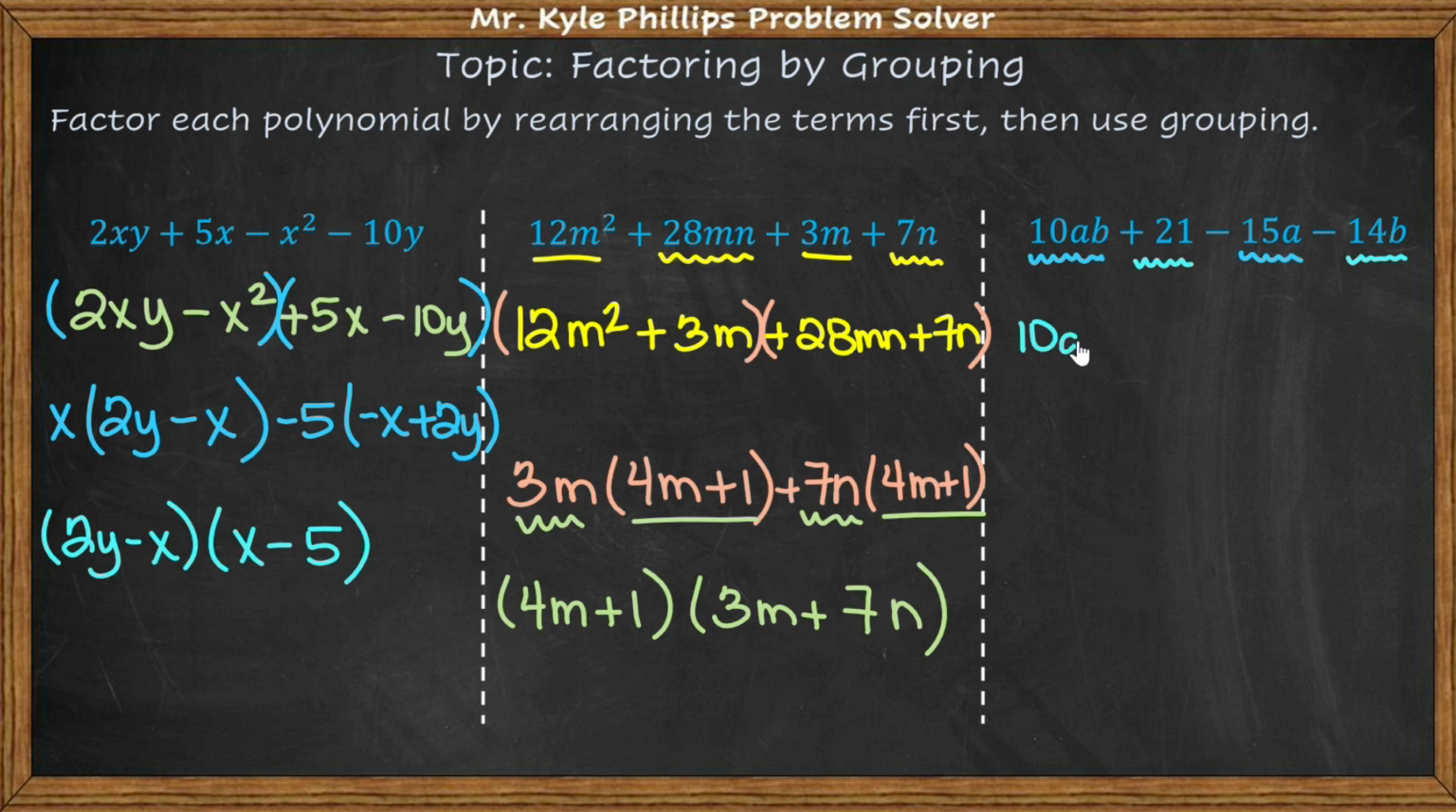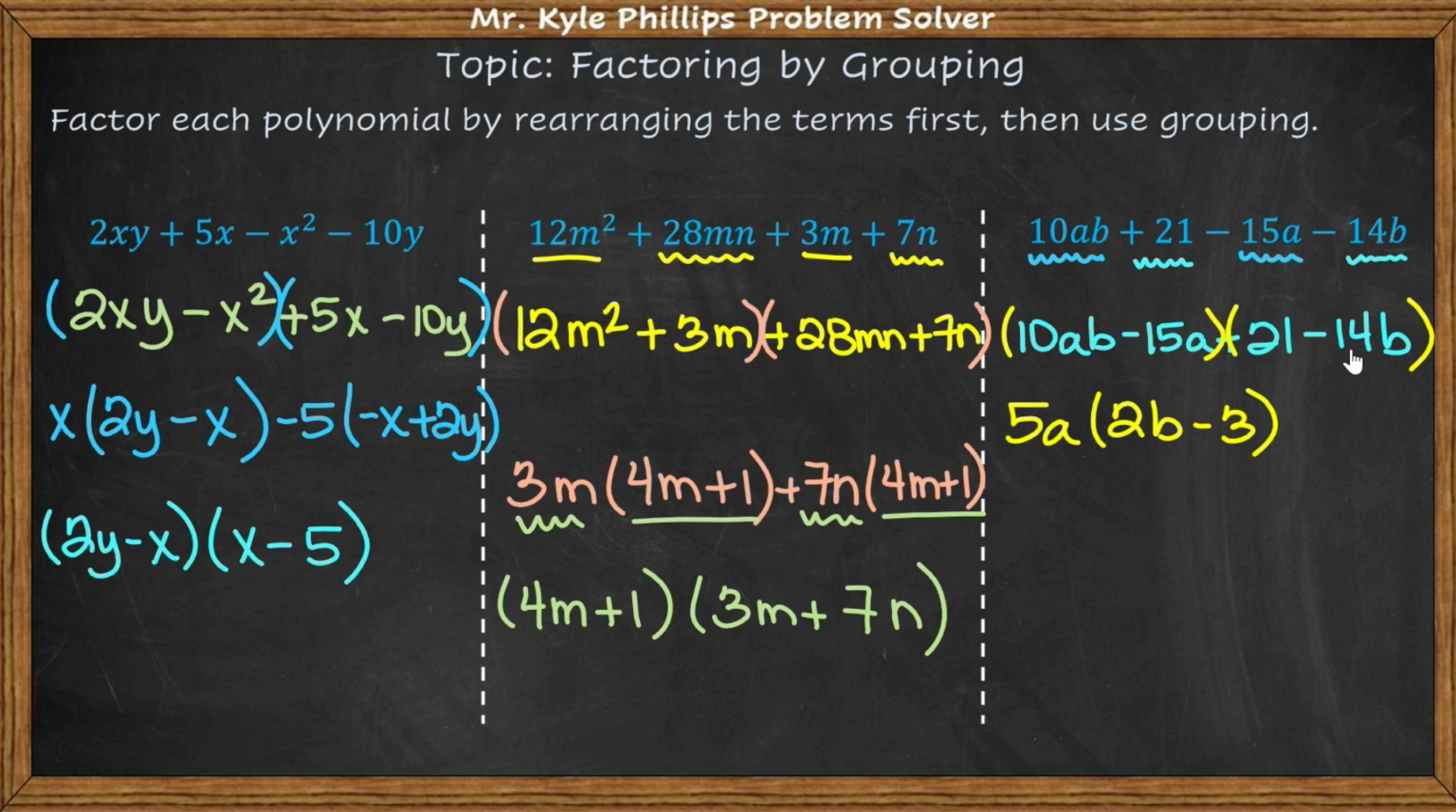So here I have 10ab minus 15a plus 21 minus 14b. I'm going to pair the first two and the last two. Here we said we could factor out a 5a, and that leaves us with 2b minus 3. So I need a positive 2b and I need a negative 3 here. That was positive. So here it looks like I could factor out a negative 7. And that would leave me with a negative 3 plus 2b.